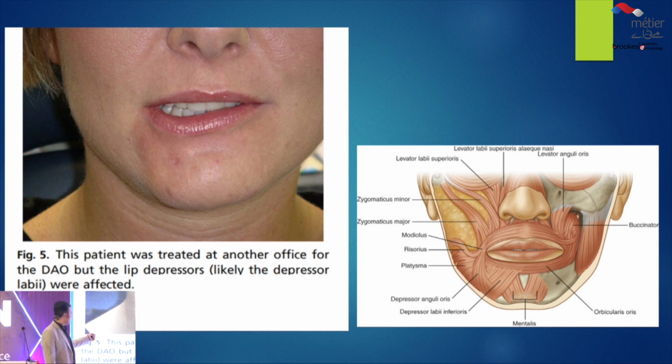It's clearly mentioned: while they were doing botulinum toxin to relax the depressor anguli oris muscle, Botox has been wrongly placed in another area, and that is depressor labii inferioris.